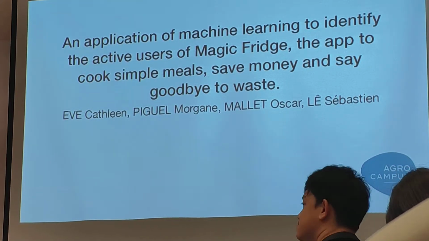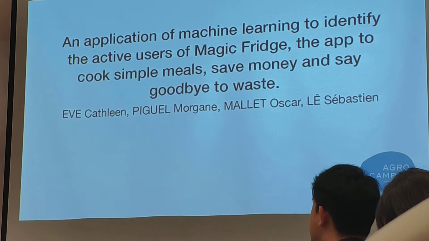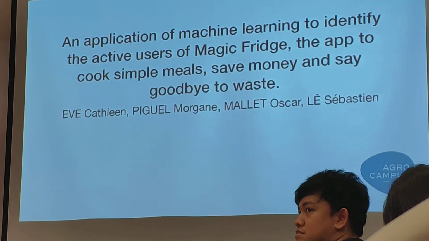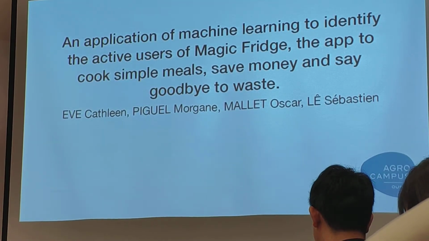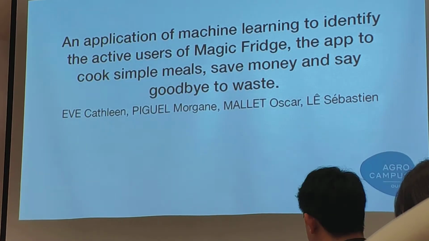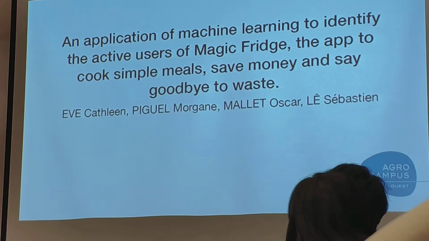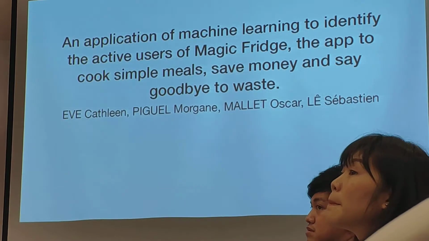So I'm going to talk to you about a funny application. It's an application that you can download on the internet and install on your mobile phone. From that application, you can say what you have in your fridge. According to what you have in your fridge, if you want to save the food, the computer is going to suggest some recipes. So this is what I'm going to present.